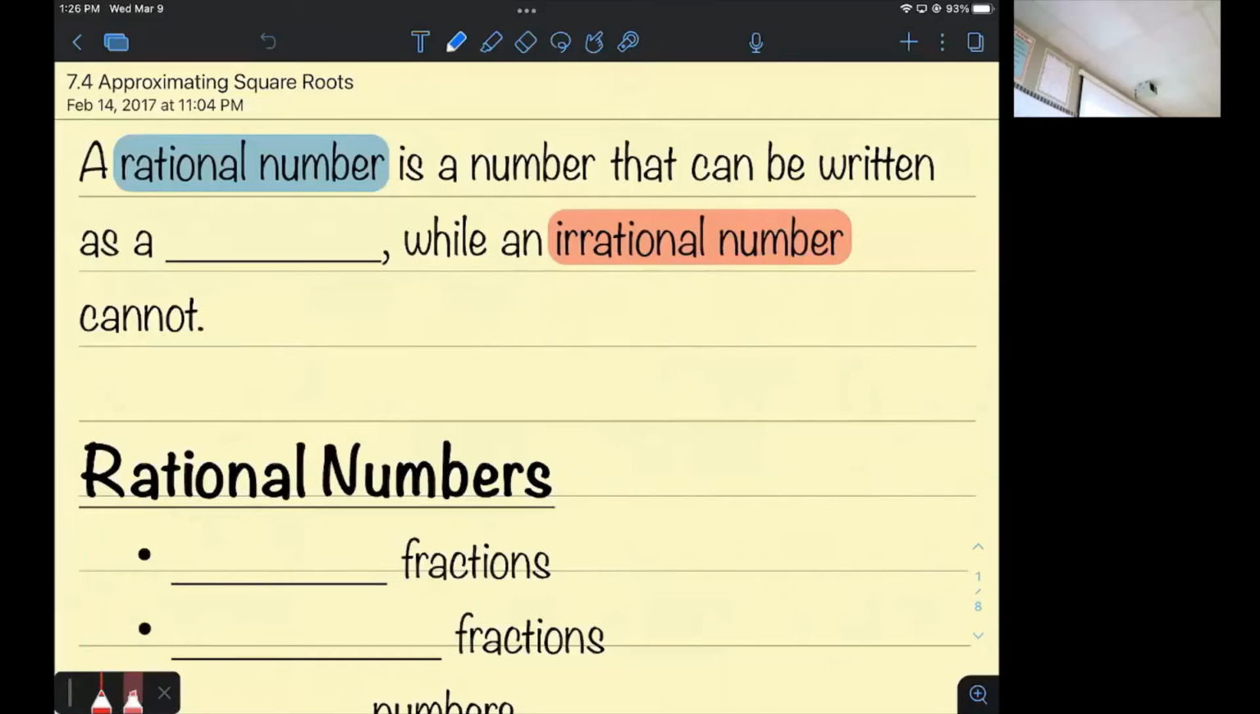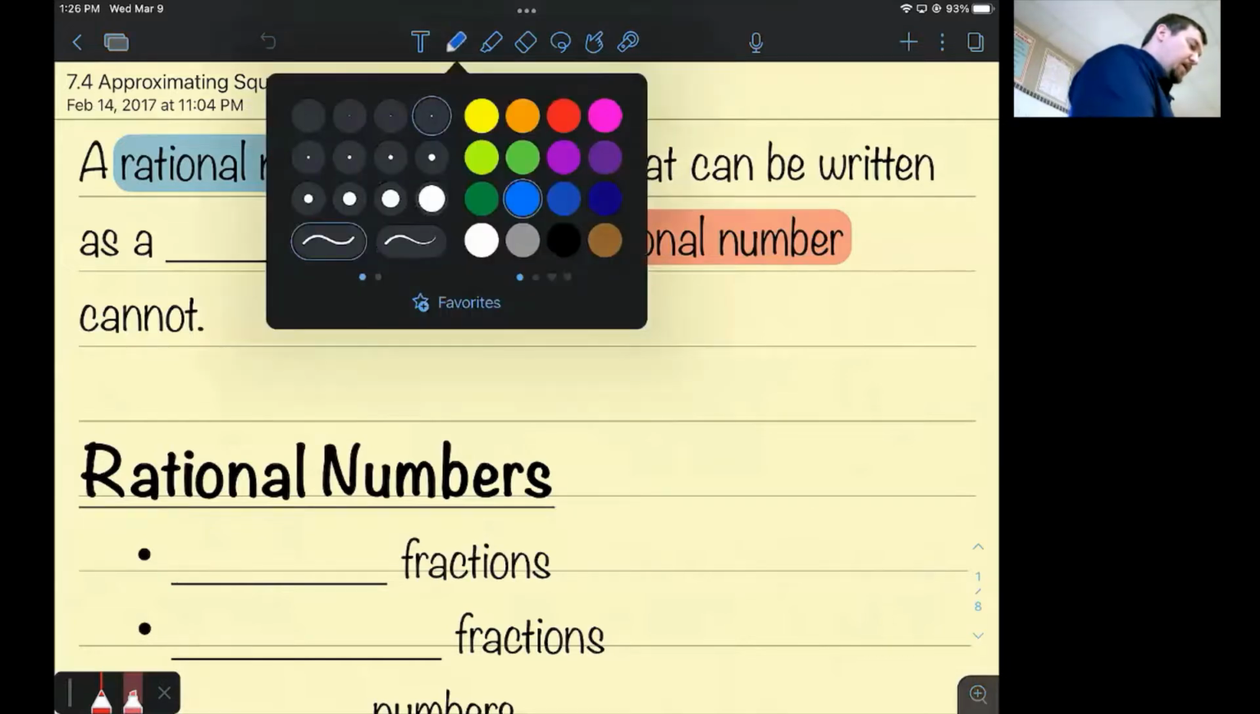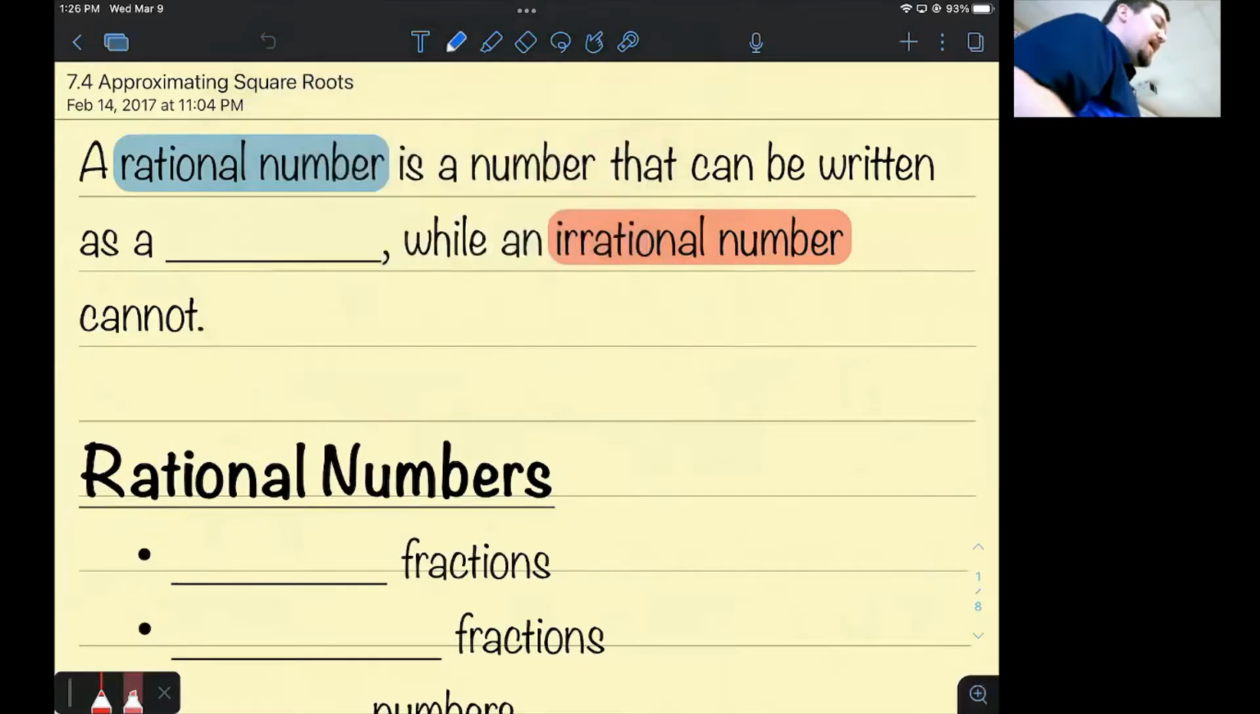All right, section 7.4, approximating square roots. We're going to start by talking about how to classify numbers, and there are two types of real numbers. Now, we know there are non-real numbers. We'll talk more about those in a second. We've already mentioned a couple of them in our earlier sections. But real numbers can be classified as either rational numbers or irrational numbers.